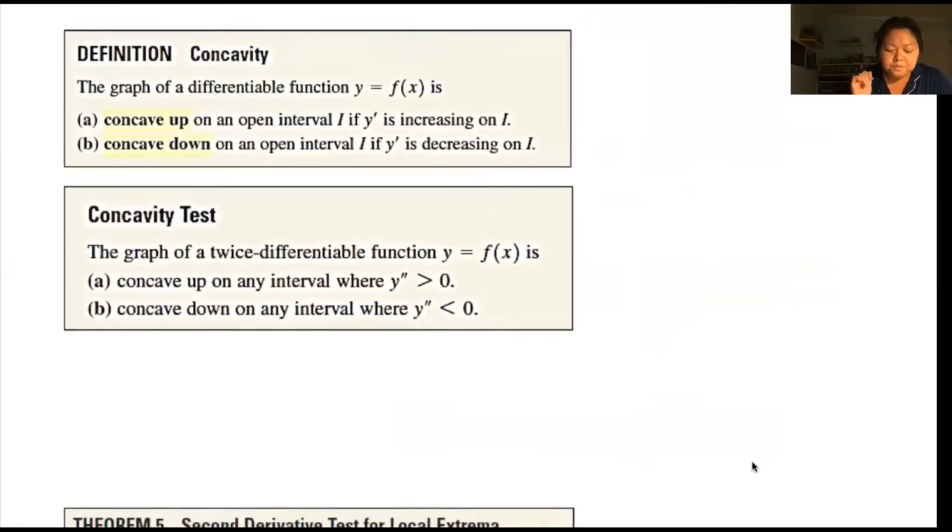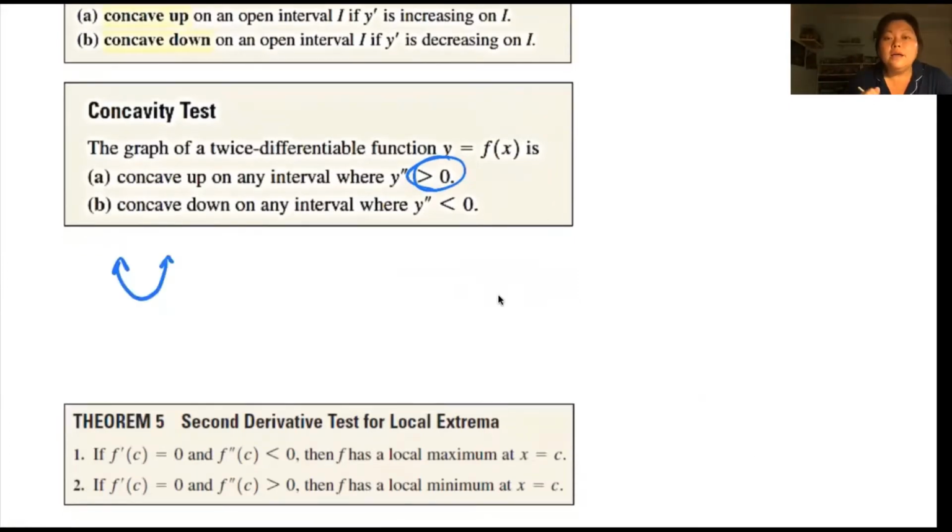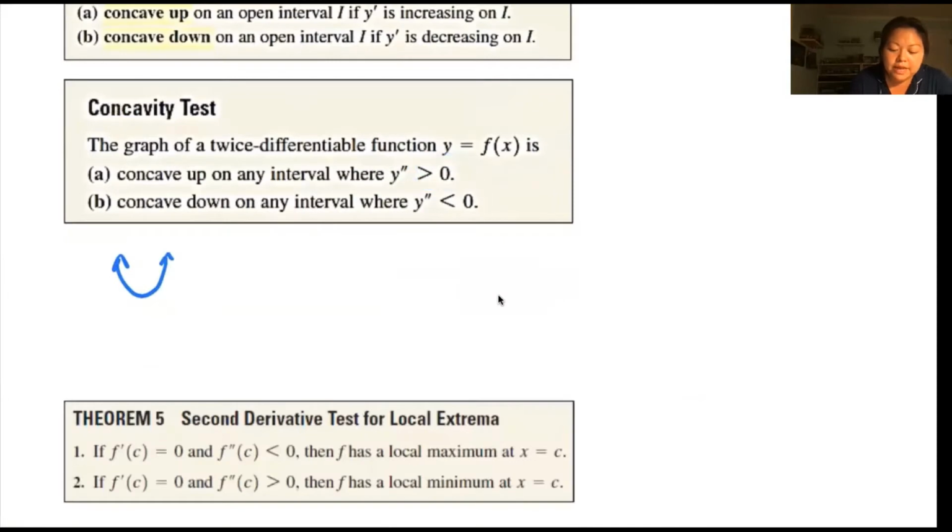When F double prime is positive, it means it's concaving up. Concaving up looks like this, right? The whole thing, it's a whole bowl. It's a whole smile. I say it's a whole parabola, right? Concaving down is when F double prime is negative. Negative is concaving down this way. So concaving up and concaving down.